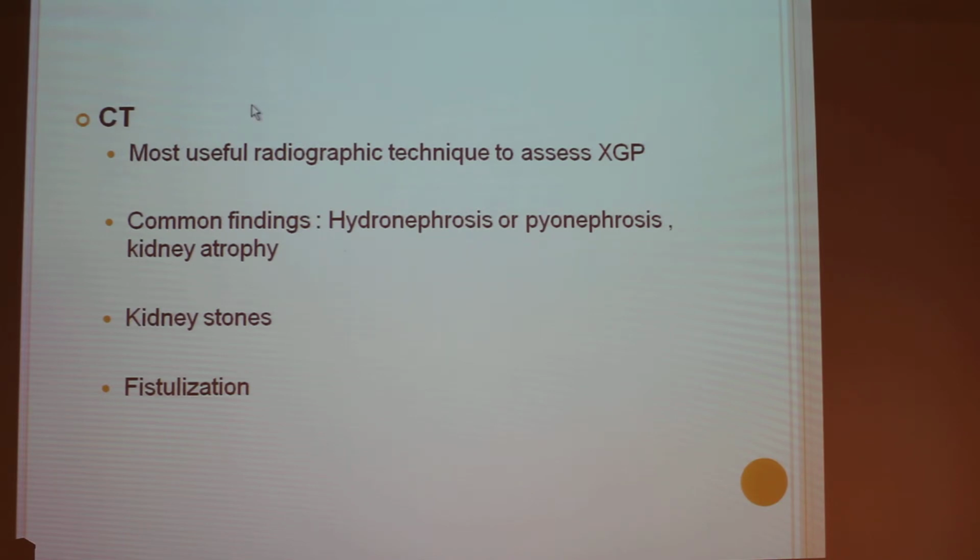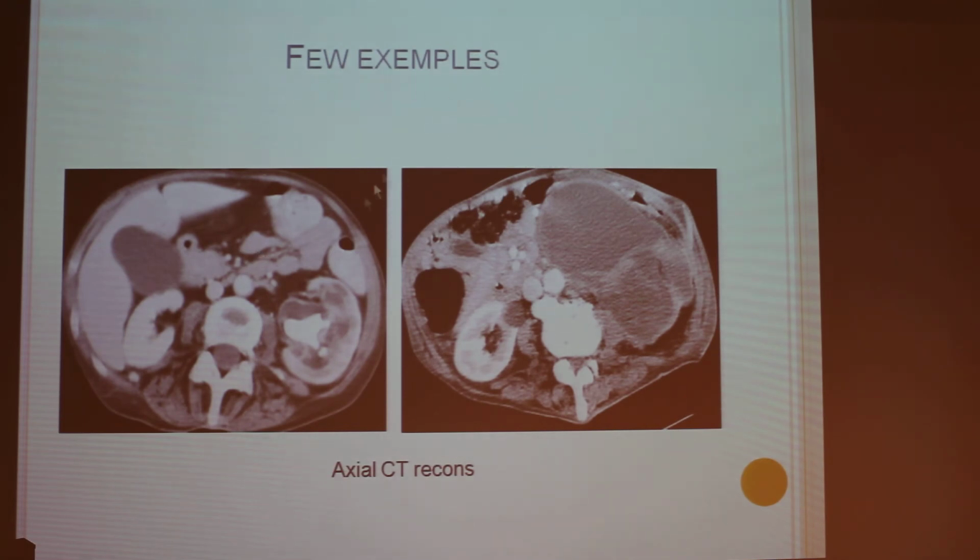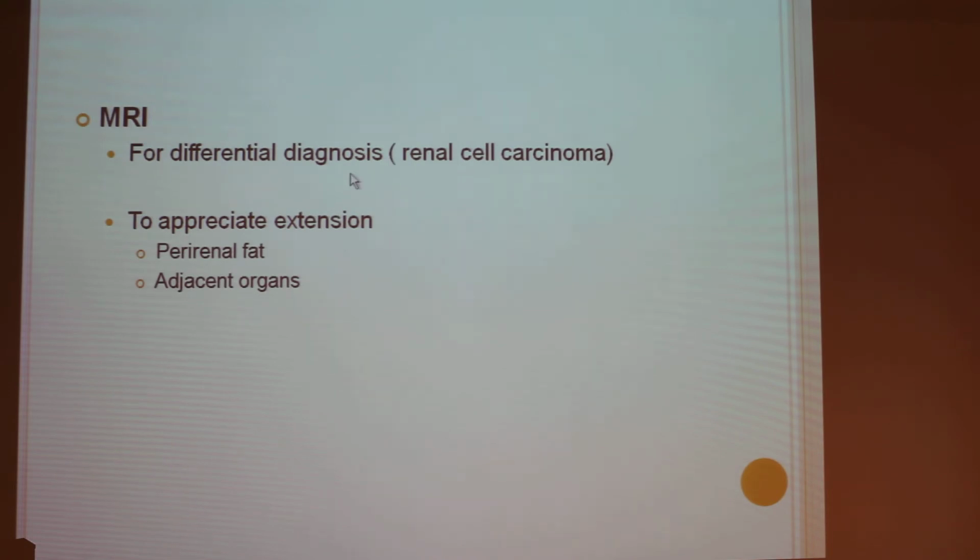The CT is the most useful radiographic technique to assess this diagnosis. The common findings are hydronephrosis or pyelonephrosis, kidney atrophy, stones, or fistulization. Here is another example. We can see an important dilated collecting system with nephrolithiasis and an atrophic kidney. What about MRI? It could be used for differential diagnosis or to appreciate extension.